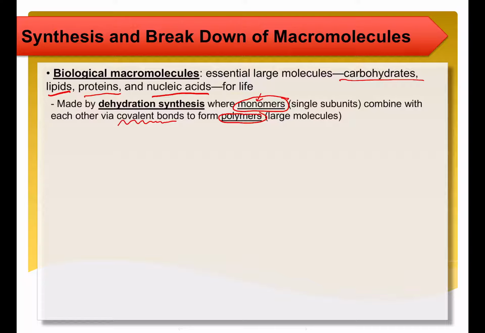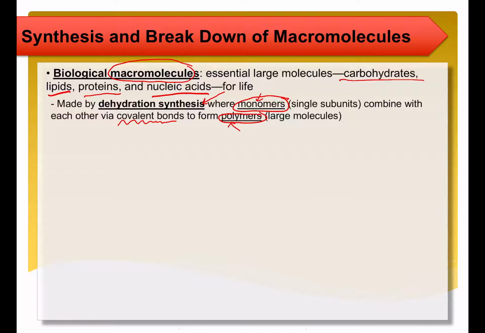So poly, as you can already imagine, means many, which means lots of stuff coming together. That stuff is molecules, subunits, etc. So those are what macromolecules are: those large polymers that are made. The process of making polymers from monomers by forming these covalent bonds is called dehydration synthesis.